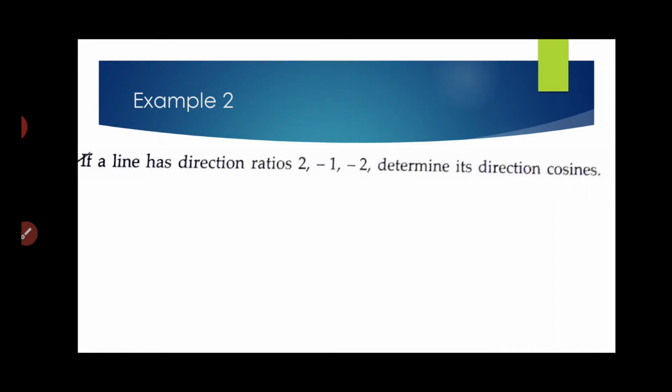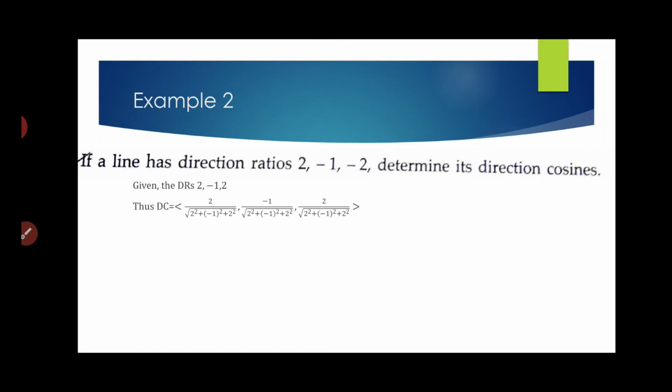Number 2, if a line has direction ratios 2, -1 and -2, determine its direction cosines. Now remember, to find the direction cosines from the direction ratios, all we need to do is divide by the square root of the sum of the squares of the direction ratios. So if these are the direction ratios given, again there should be a -2, which I missed. So it is 2 by under root 2 square plus -1 whole square plus -2 whole square. So that minus is not printed.